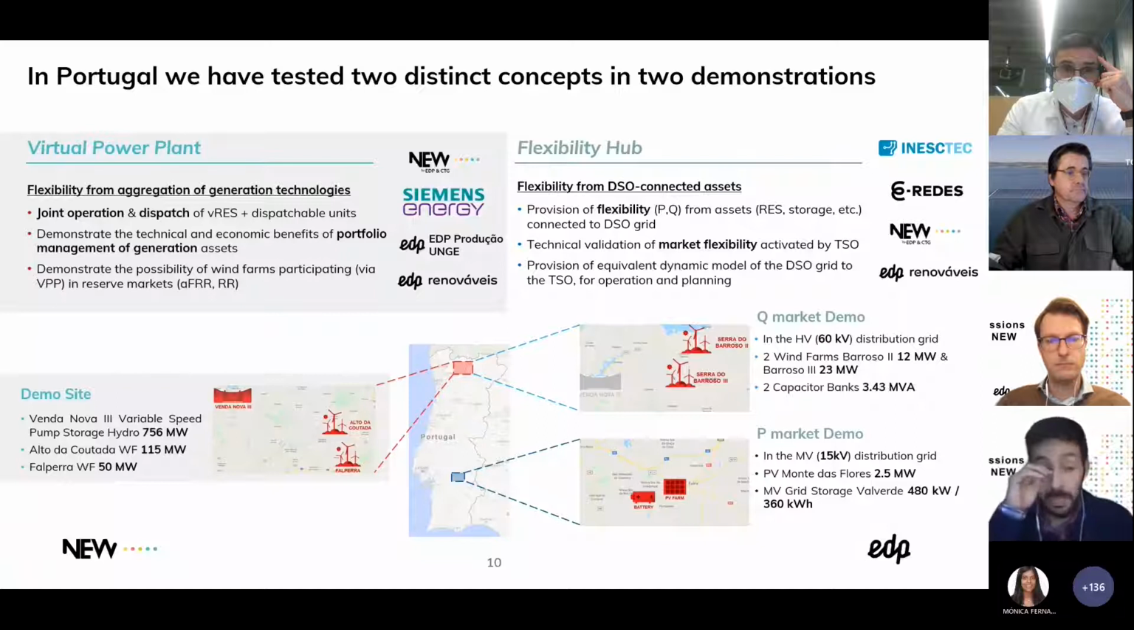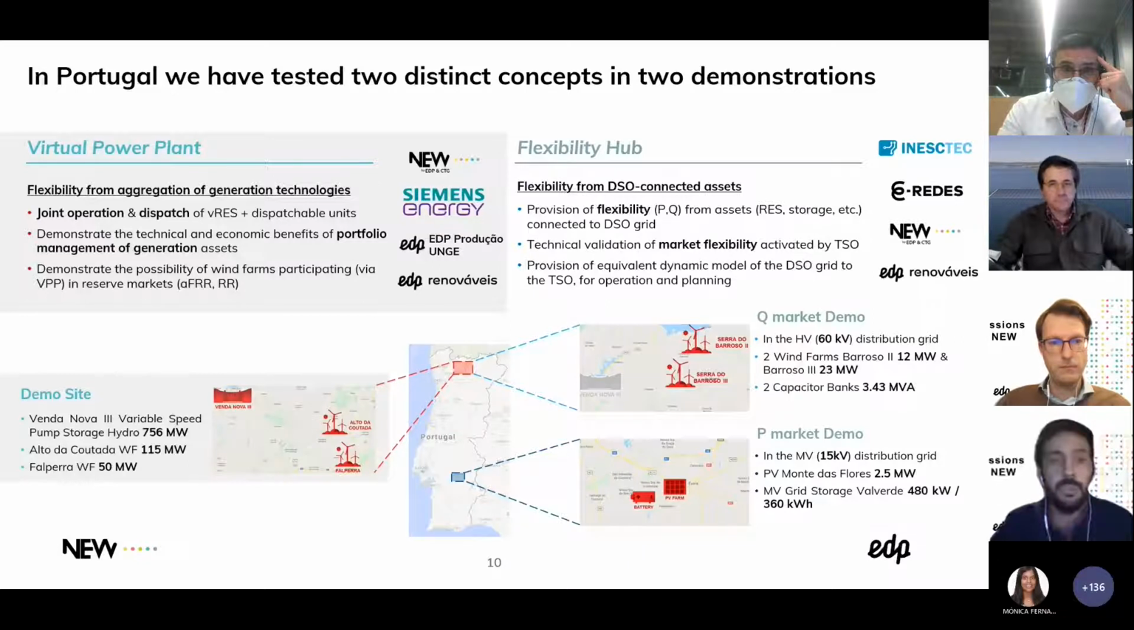Really, the idea that we set up is the joint operation and dispatch of variable renewables, 2 wind farms here in Portugal, and a large dispatchable unit, a variable speed pump storage hydro, a large one, and to demonstrate what technical and economic benefits can come from managing these 2 assets under one single system, under one single hood, so to speak, which is this virtual power plant. And so this portfolio can be managed as we will show ahead.